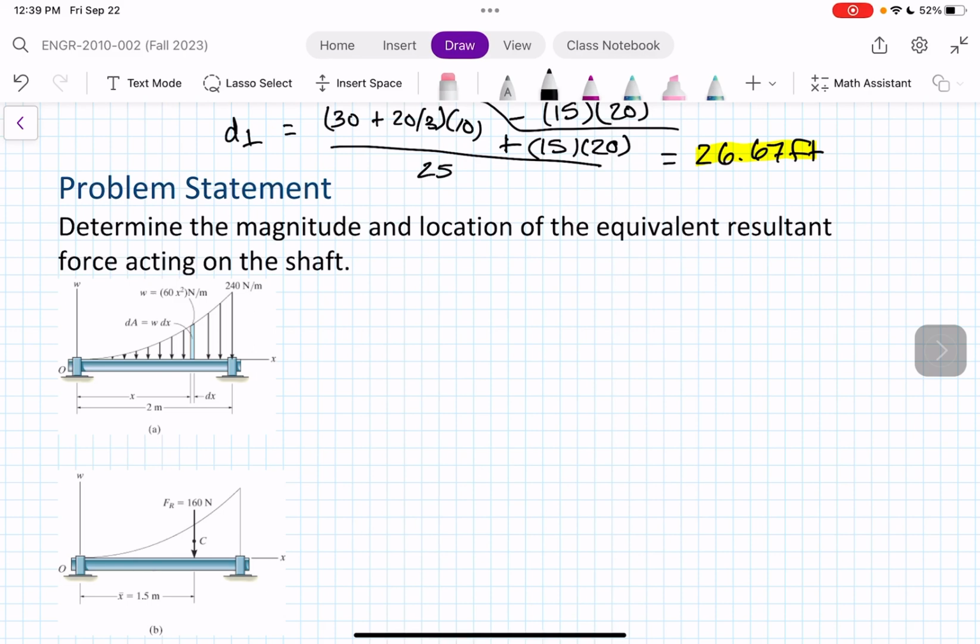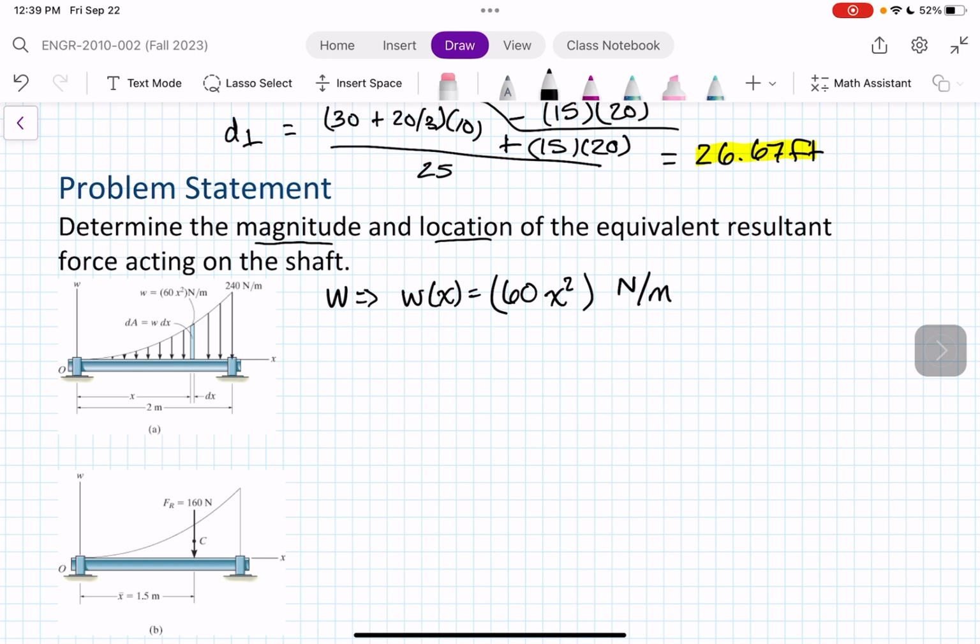All right, so let's go ahead and do another problem here. Now we want to determine the magnitude and location of the equivalent resultant force acting on this shaft based on this distributed load. Our distributed load is a function of x, and that is equal to 60 x squared, with units of newtons per meter.